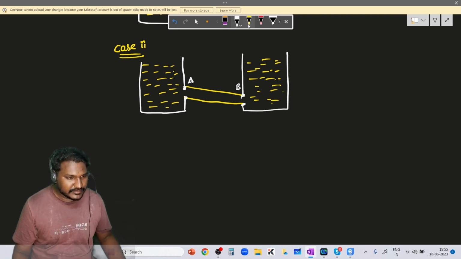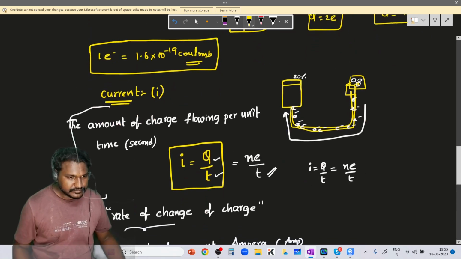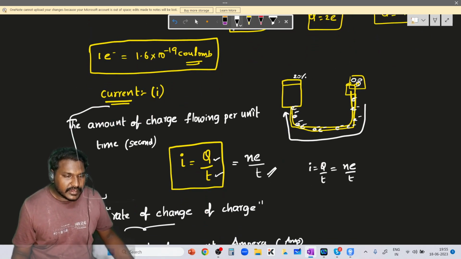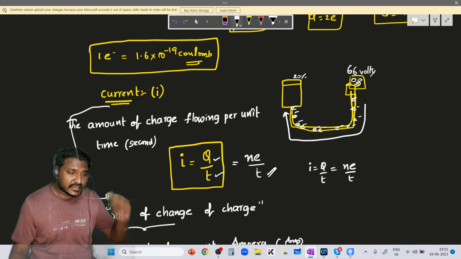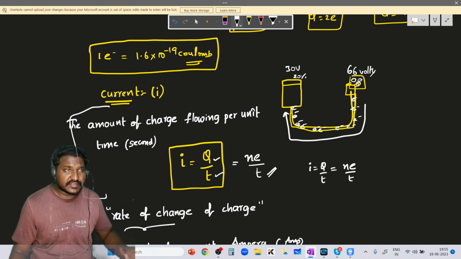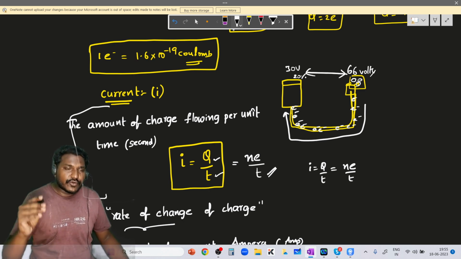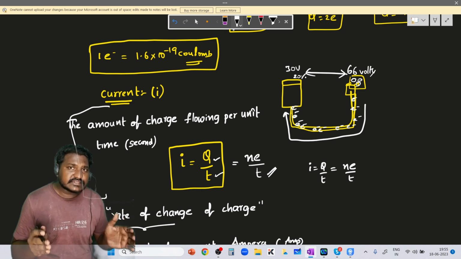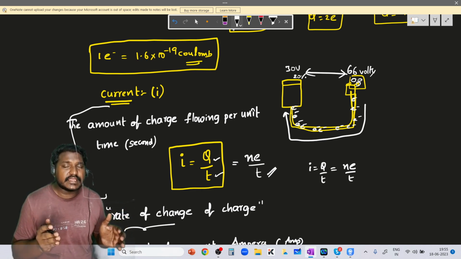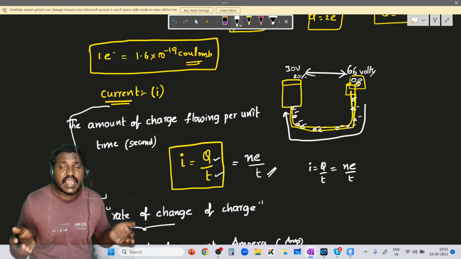For example, as I told you here, assuming the plug point, if we observe clearly, will be given as some 66 volts, and the phone is some 30 volts or 20 volts, like that. If you see the battery of the phone, it will be given like that, and this difference will cause the flow of charge. So if charge has to flow from one point to another, there should be a voltage difference, and that voltage difference is also known as potential difference.